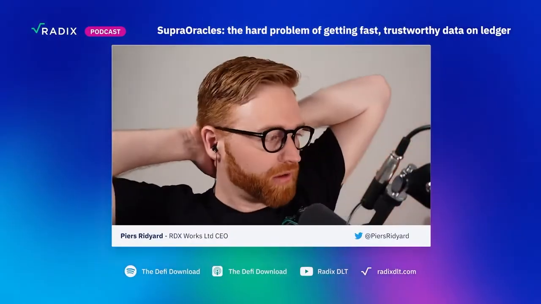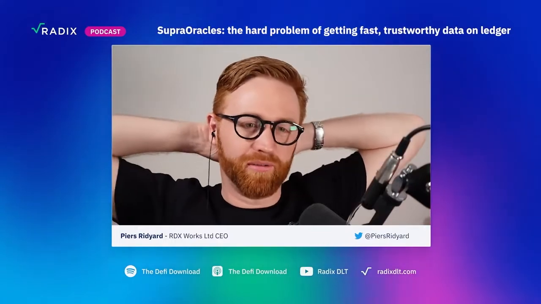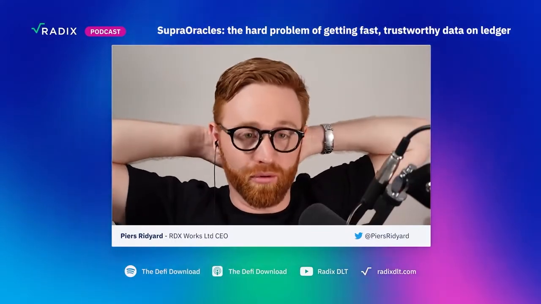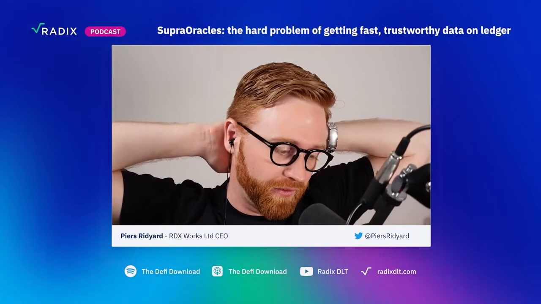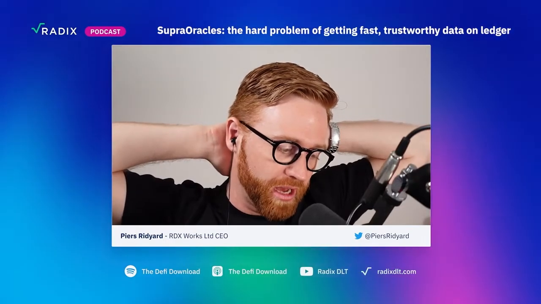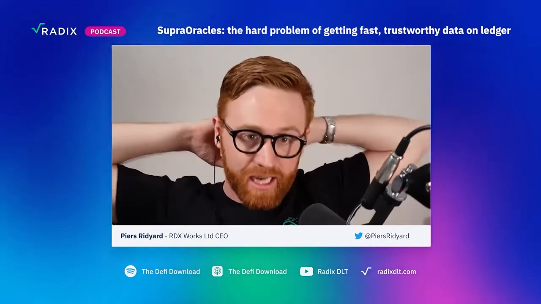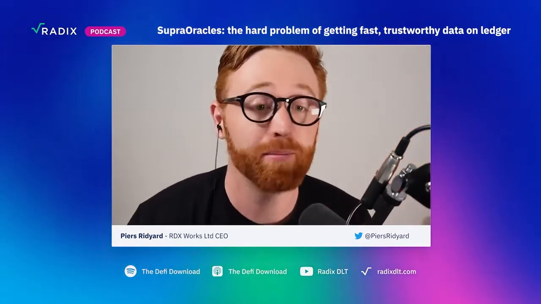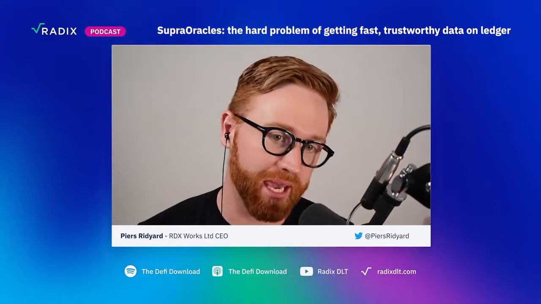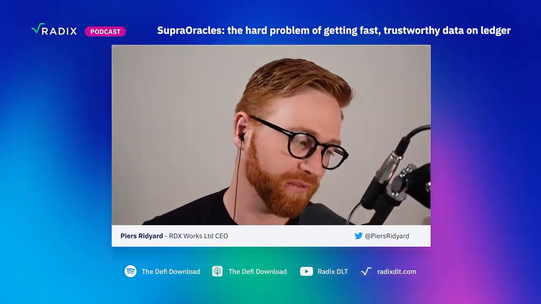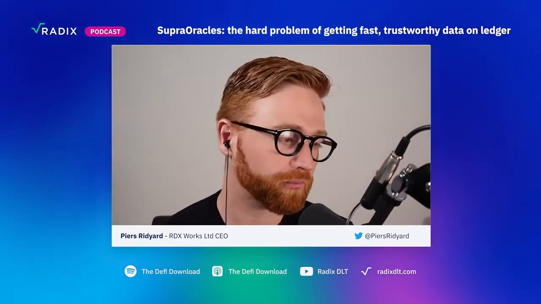So let me break those down a little bit from the point of view of a developer or a user, right? So the first one, the data, a smart contract. Let's take a really simple example of a bet, where you and I are betting on the future price of Bitcoin.